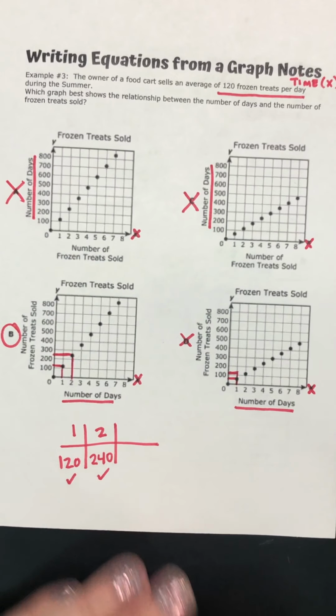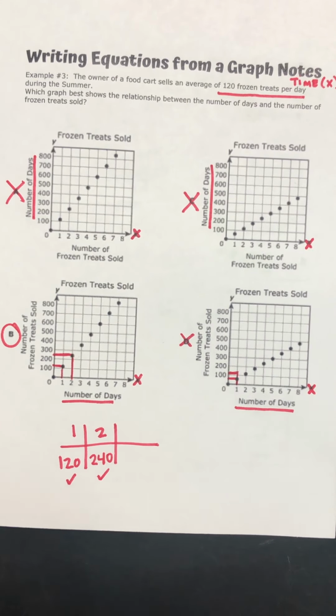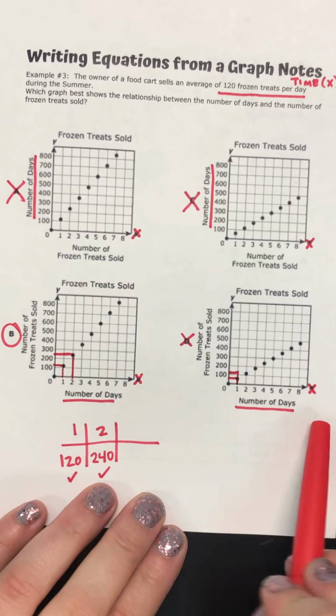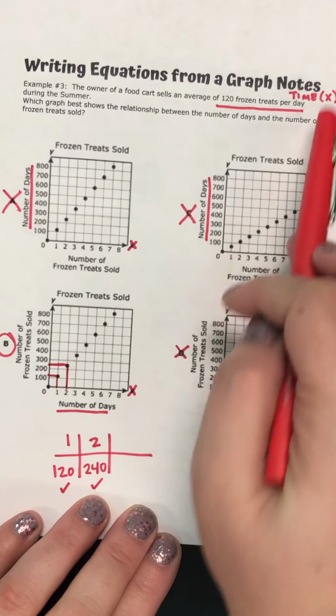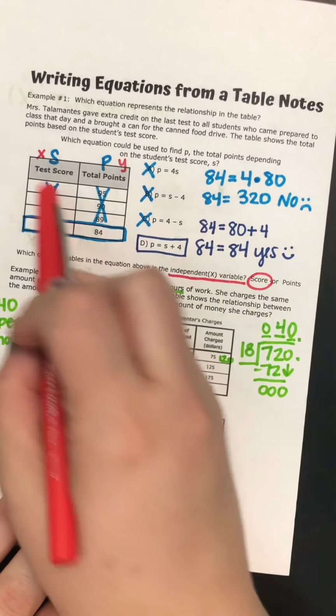All right, and that's how we write equations from tables and graphs. You're gonna really focus on your labels. Focus on your labels. Remember, time is gonna be your x-axis. And when you are solving with a table, don't forget you can plug and check really easy.